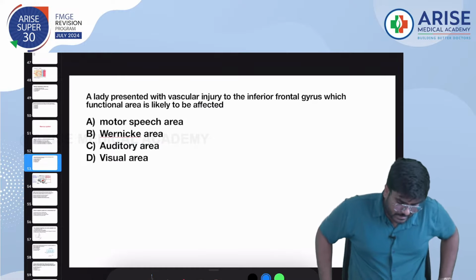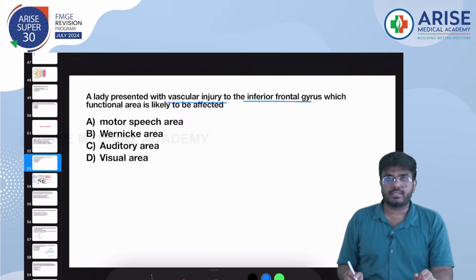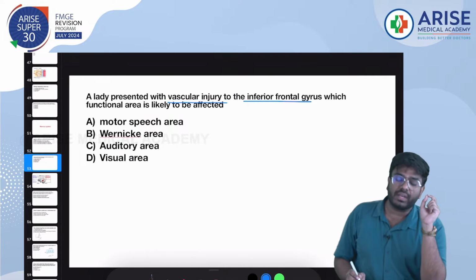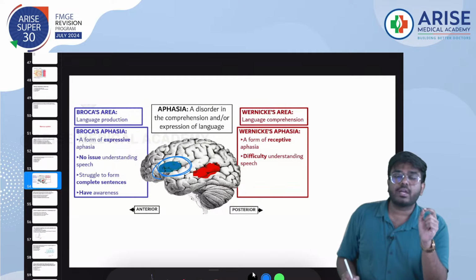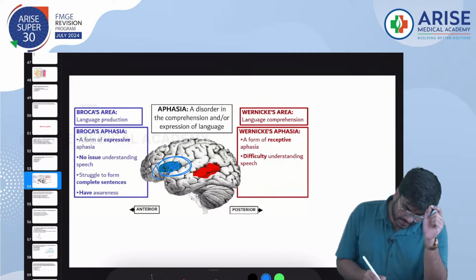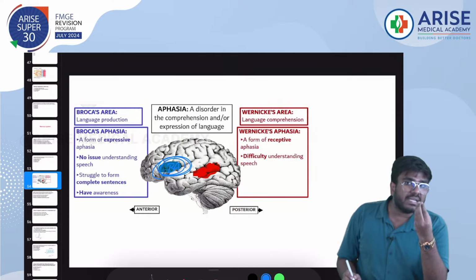Okay. Next, a lady presented with a vascular injury to the inferior frontal gyrus. The moment you hear about the inferior frontal gyrus, you know that in the inferior frontal gyrus there is an area called Broca's area. When Broca's area is damaged, the patient is going to have difficulty in speech.